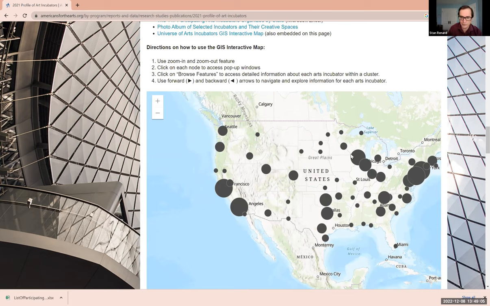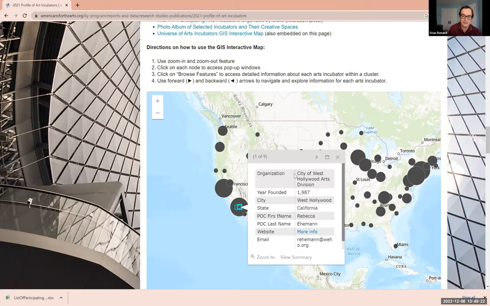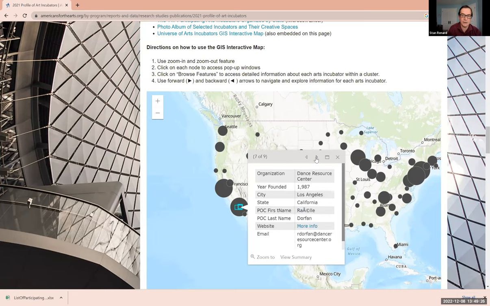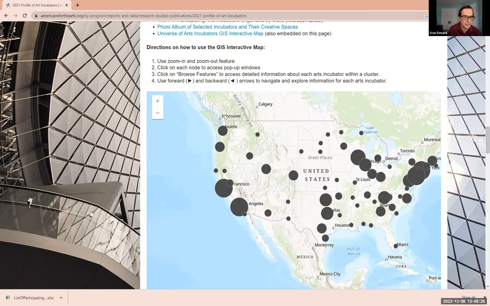So as you see, you'll have larger nodes and smaller nodes. You certainly can click on this map and it will expand the map. You'll have legends. If you click, for instance, on one of those clusters, you have the ability to browse the data. As you click through the data, you'll see a lot of information about all of these different arts incubators.